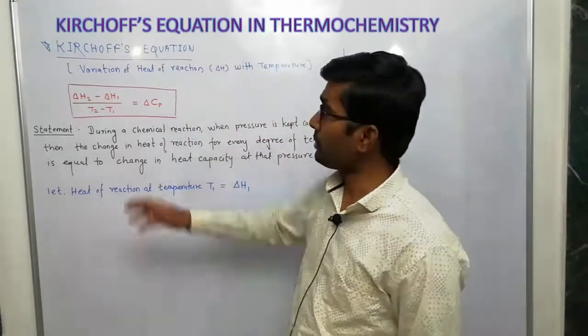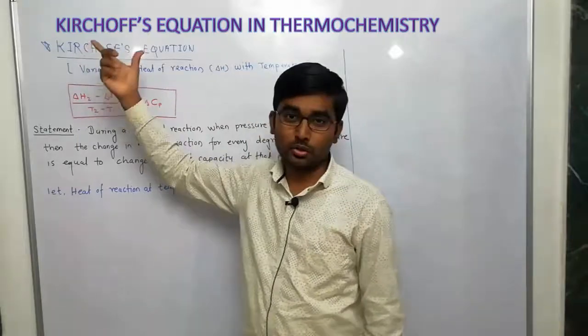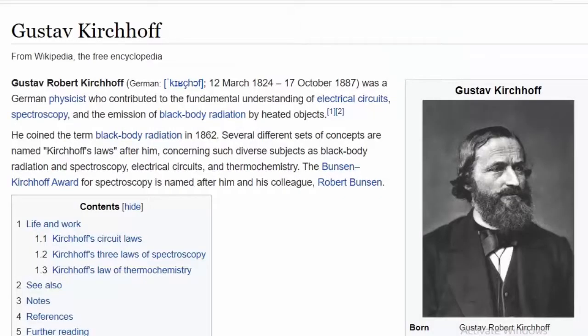Before that, let us understand about the scientist Kirchhoff. Who was Kirchhoff? Gustav Robert Kirchhoff was a German physicist who made great contributions to the fundamental understanding of electrical circuits, spectroscopy, black body radiation, etc. He studied black body radiation in detail and first gave it that name. Along with physics, he also contributed to thermochemistry. So let us see the statement and derivation of the Kirchhoff equation.